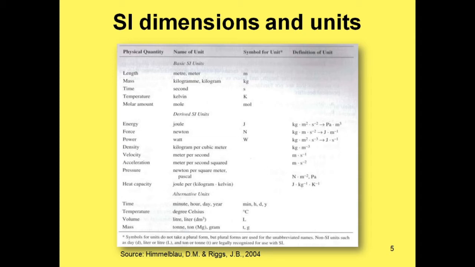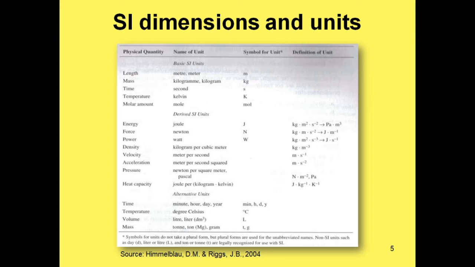Derived SI units. Already I said derived units are derived from basic units. Energy, unit of energy is joule, symbol J. 1 joule is equal to kg meter square per second square or Pascal meter cube. Pa is nothing but Pascal. Force unit is Newton, capital N. 1 Newton is equal to kg meter per second square or joule per meter.